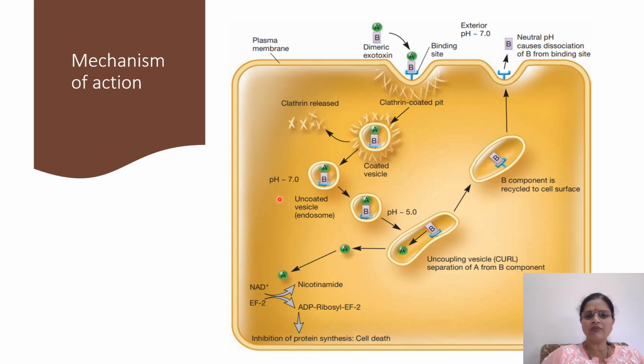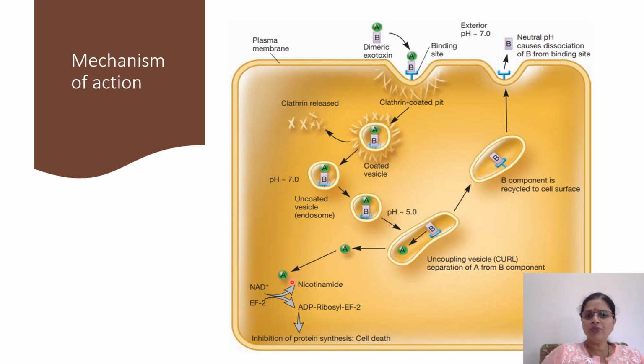Initially the pH will be 7. At that time the dimeric exotoxin will be intact, whereas some reactions take place inside the vesicle which will bring down the pH to 5. So at this acidic pH, the dimeric toxin will get dissociated. So the A subunit and B subunit will get dissociated. Now here the A subunit is important because it is going to do the further action. The A subunit will be released outside the vesicle, and it is an enzyme.